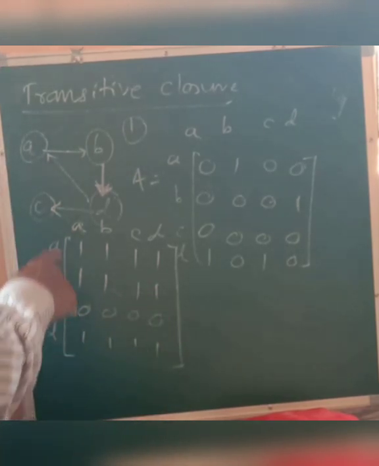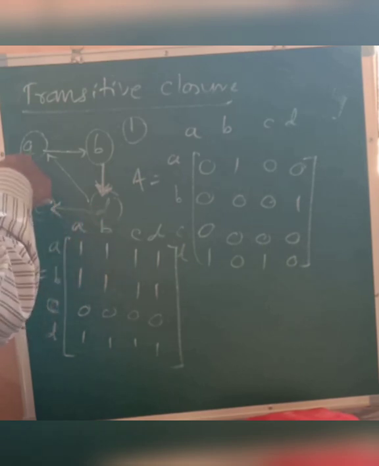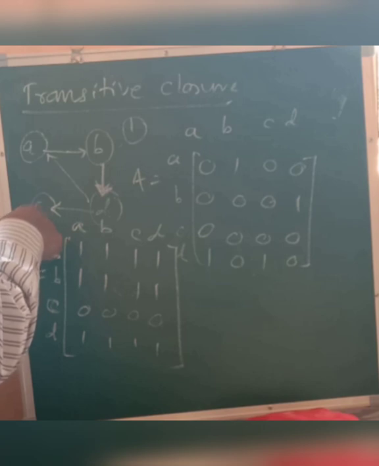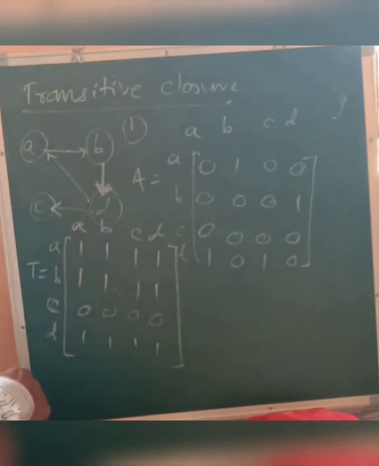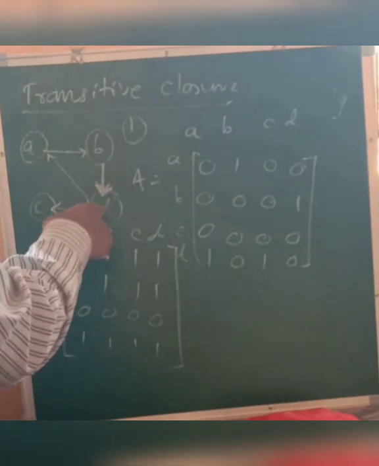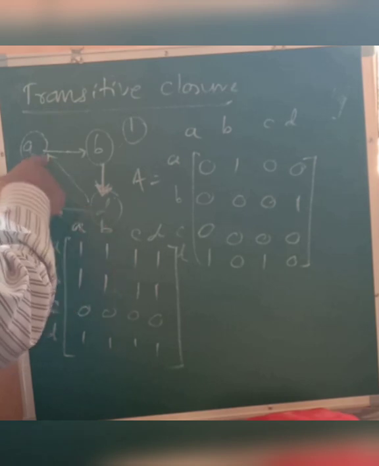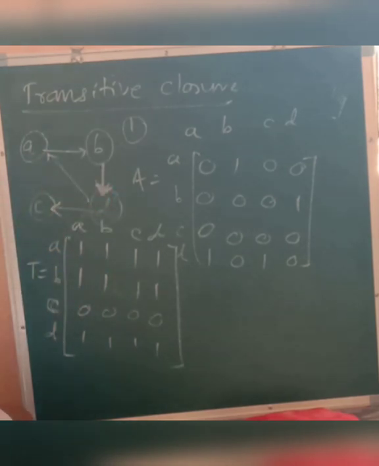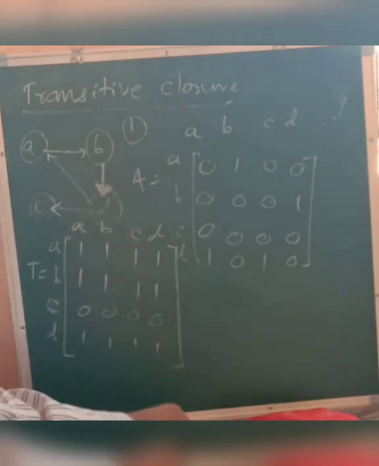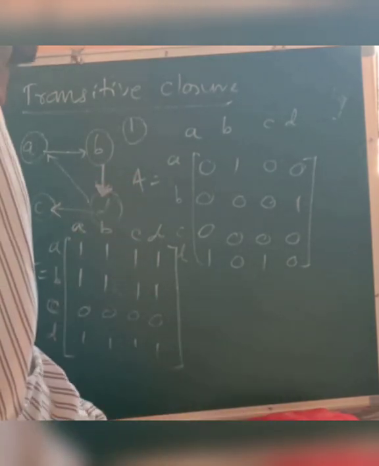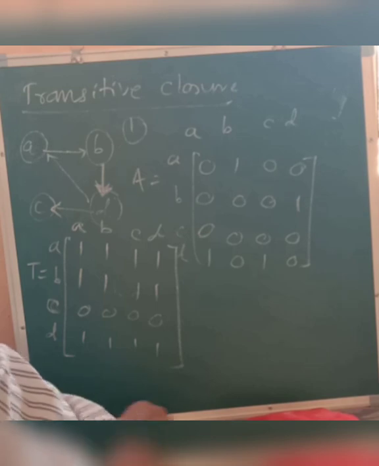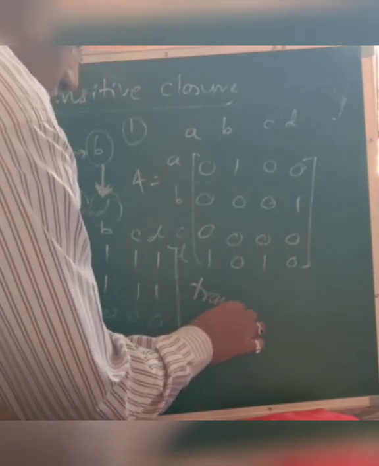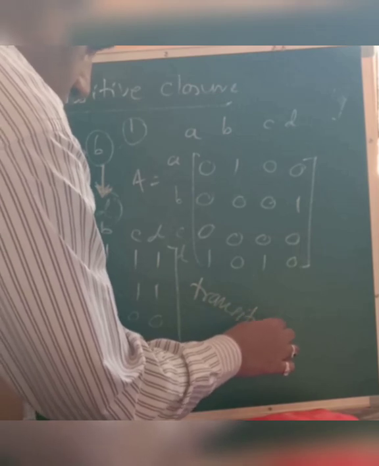Because D can be reached from A to B to D, and D can also be reached from C. How can I say? I can go to A, B, and then D to C. So D to D is already there. So this is actually a transpose matrix, or you can say the transitive matrix. This is also called the transitive matrix.